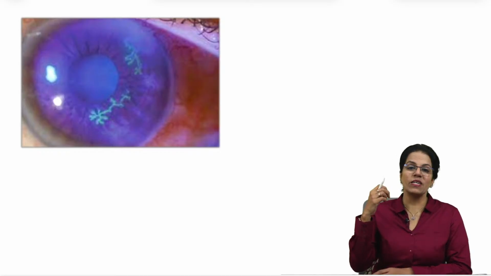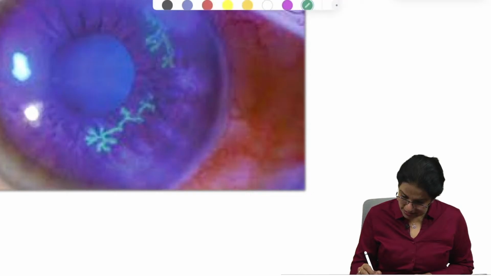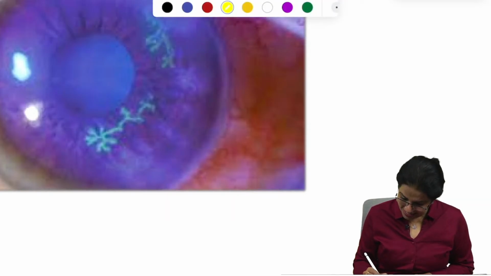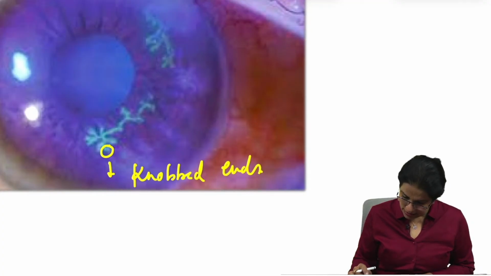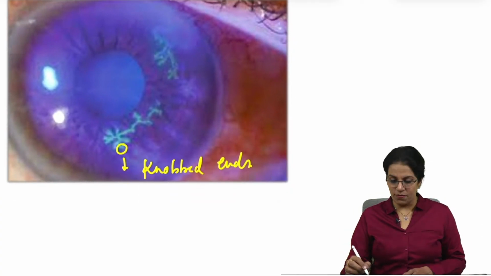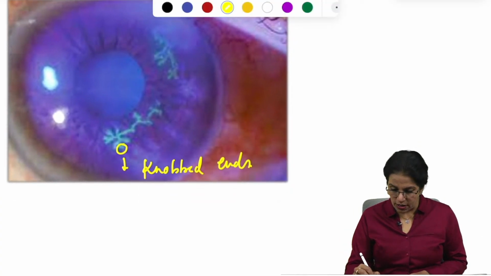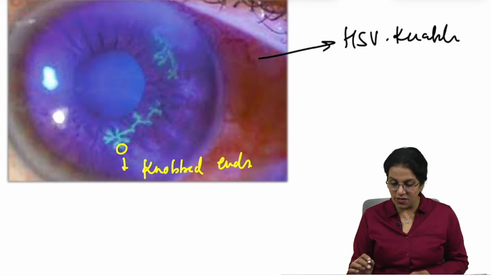Yes, very good. This is your dendritic ulcer. Okay. And why are we saying it's a true dendritic ulcer? I think everybody knows. This is asked in the exam. It has knobbed ends. So because of the knobbed ends, we know these are dendritic ulcers. Okay. So dendritic ulcer is a feature of, please don't say only overall herpes, it is only herpes simplex keratitis. It is not a feature of zoster.